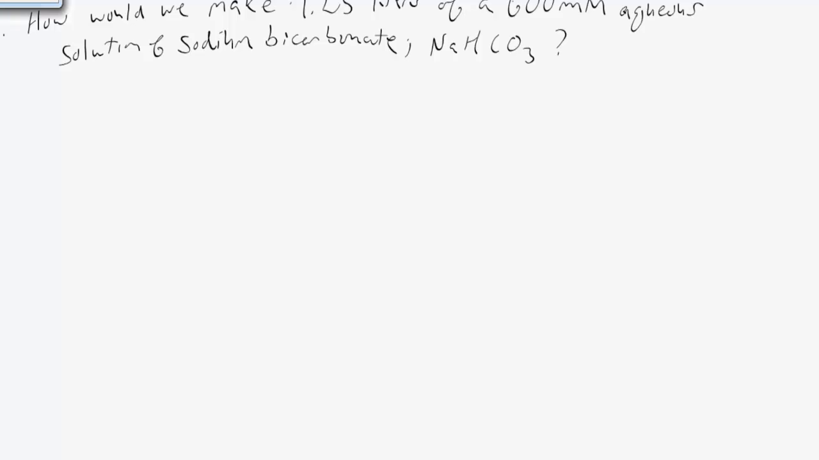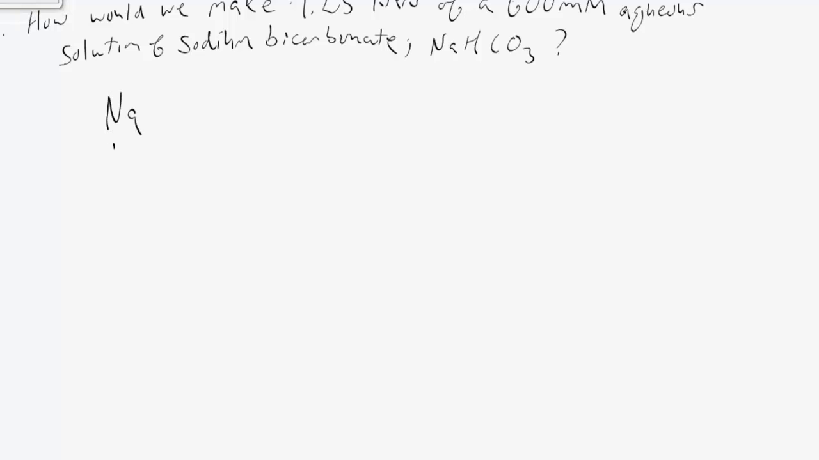And then you look at the question, what is your volume? In this case, 1.25 liters. And what is your concentration? 600 millimolar. So those are the things you're looking for, is how to get 1.25 liters at a concentration of 600 millimolar. So first let's work on our sodium bicarbonate.